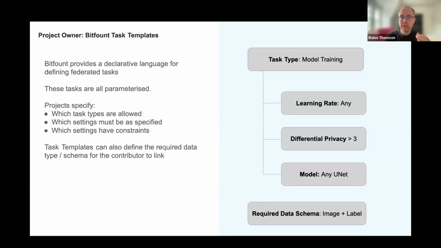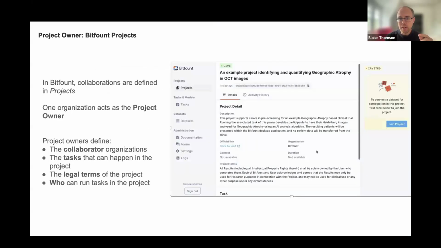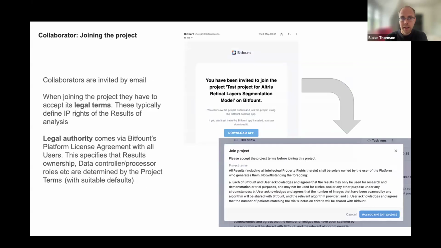And then you can have projects that specify which task types are allowed and which settings have to be specified. So here's a screenshot of our platform where you have a specified project. As a data custodian, you'd get invited to join the project. You can decide what data you want to connect and what the legal terms and so on of the project are. And then when you actually go ahead and join, there's these legal terms that you kind of have to accept, and because of our general platform license agreement, there's a legal authority for that as well.